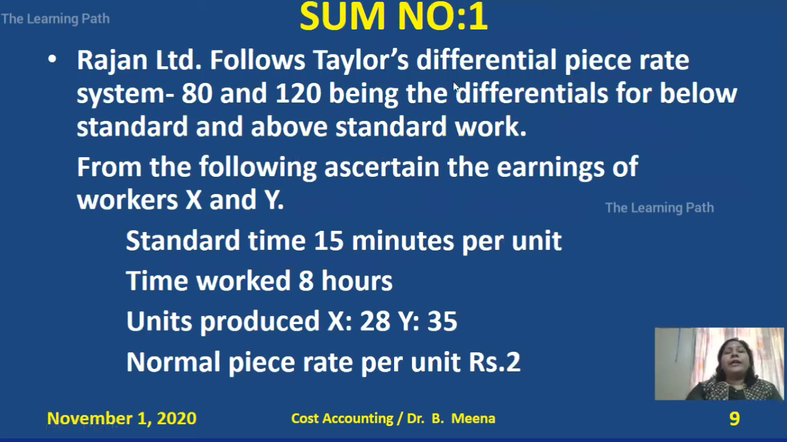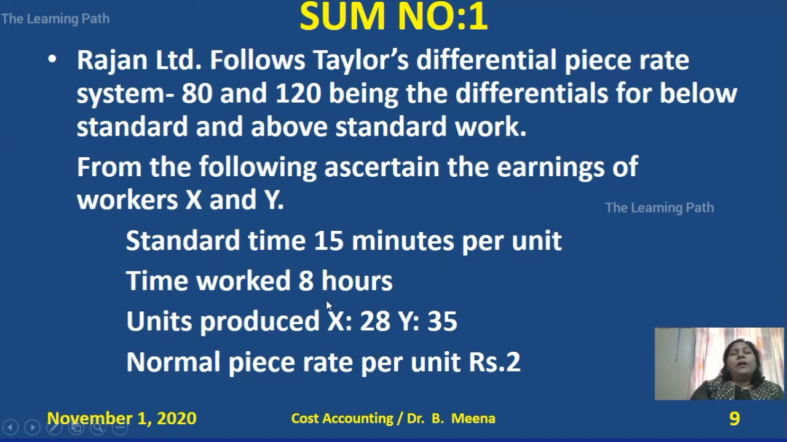Rajan Limited follows the Taylor's differential piece system, 80 and 120 being the differentials for below standard and above standard work. From the following, ascertain the earnings of workers X and Y. Standard time 15 minutes per unit, time worked 8 hours, units produced by X and Y is given, and normal piece rate is given. So let's look at the difference between the first problem and the second problem. In this problem, piece rate is given. So we need not calculate the piece rate.